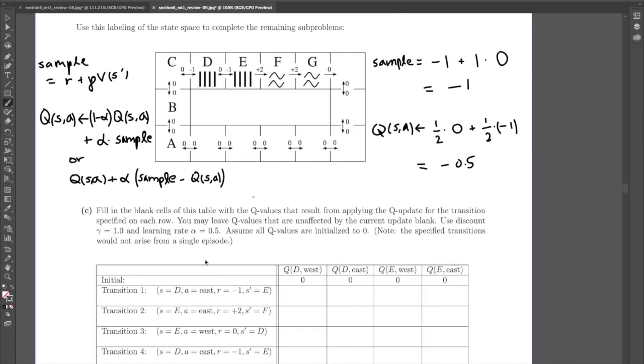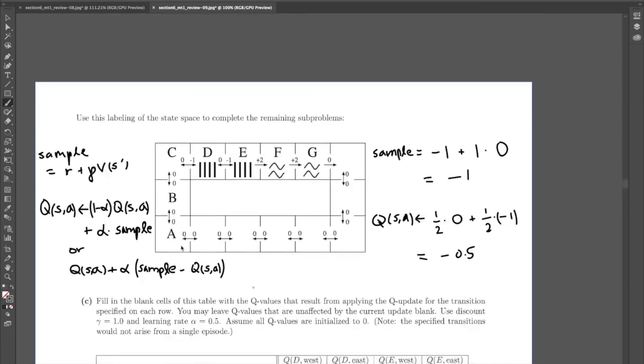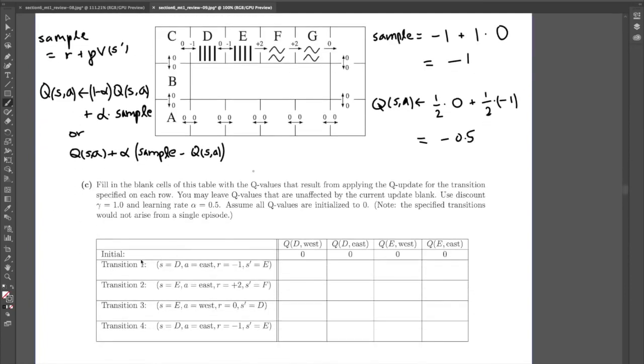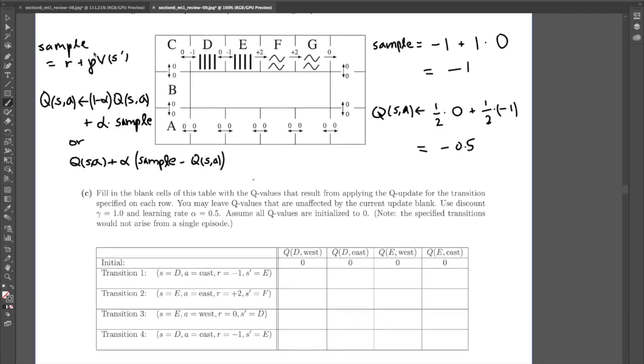Okay, let's get started with part C. Basically, this question is asking us to perform Q-learning with each of the 4 samples given to us over here, and to record which of the Q values change and what they change to in this table over here. So I've written down some equations at the top. On the left over here is the general equation for how to perform an update in Q-learning.